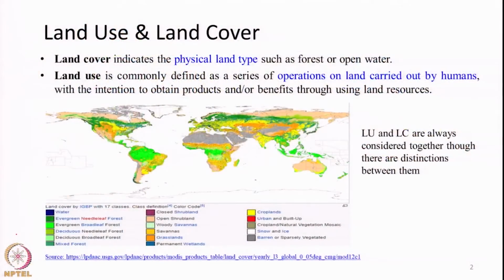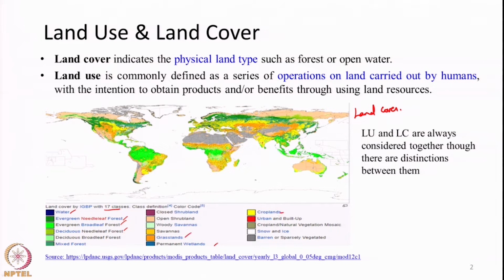So both of them go together normally, and for various purposes we will be in need of such information. What is given in this slide is an example of a global land cover map obtained from MODIS. This is produced yearly. Here you can see there are 17 classes together: blue parcels are water, there are different classes of forest, grasslands, wetlands, croplands and so on.